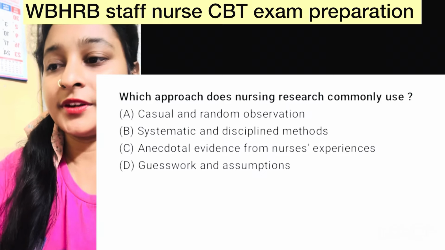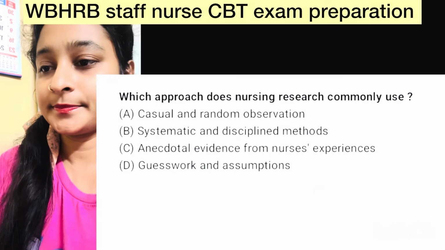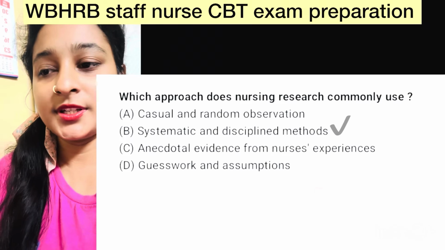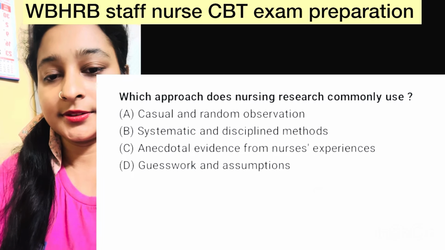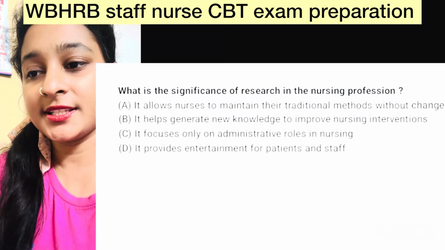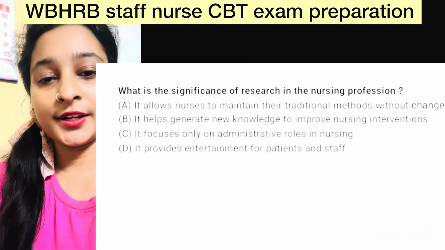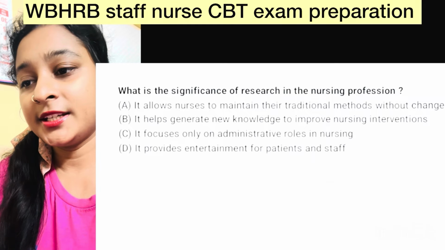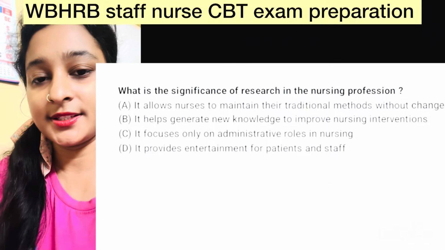Question number 7, which approach does nursing research commonly use? Here, correct option is option B, systematic and disciplined method. Question number 8, what is the significance of research in the nursing profession? Here, correct option is option B. It helps generate new knowledge to improve nursing intervention.